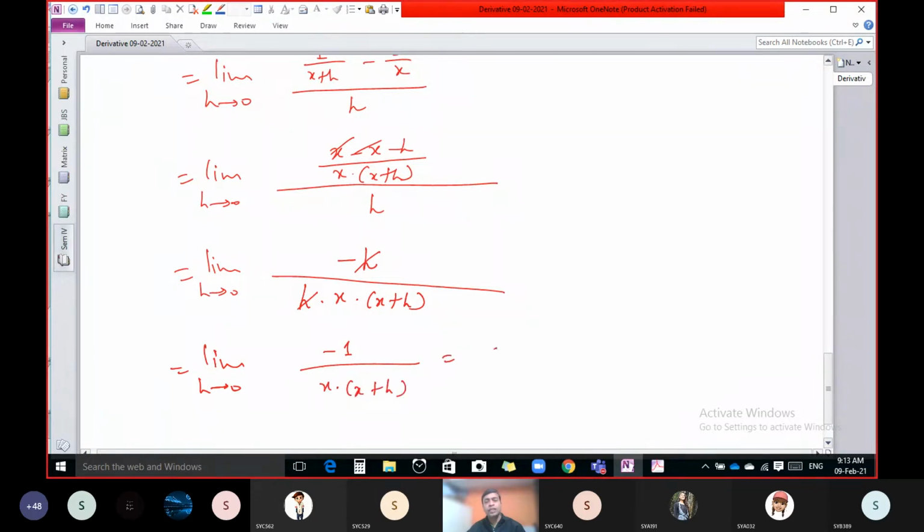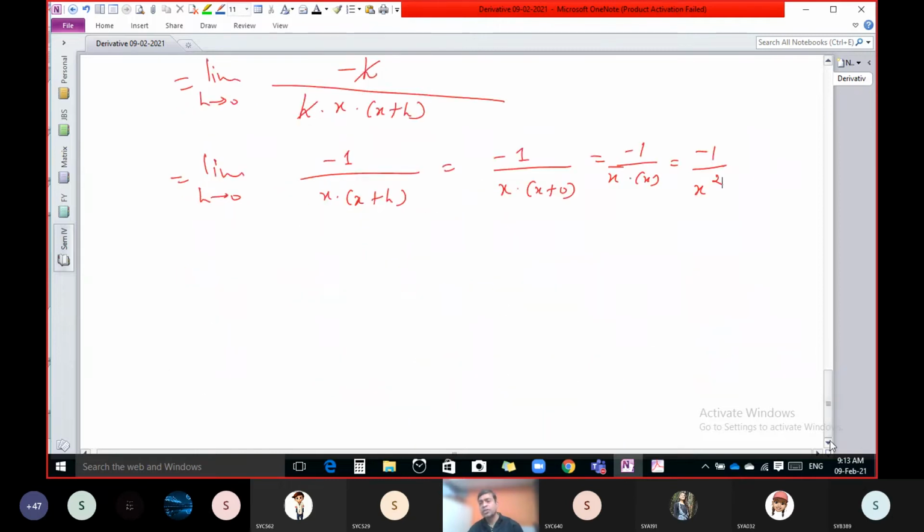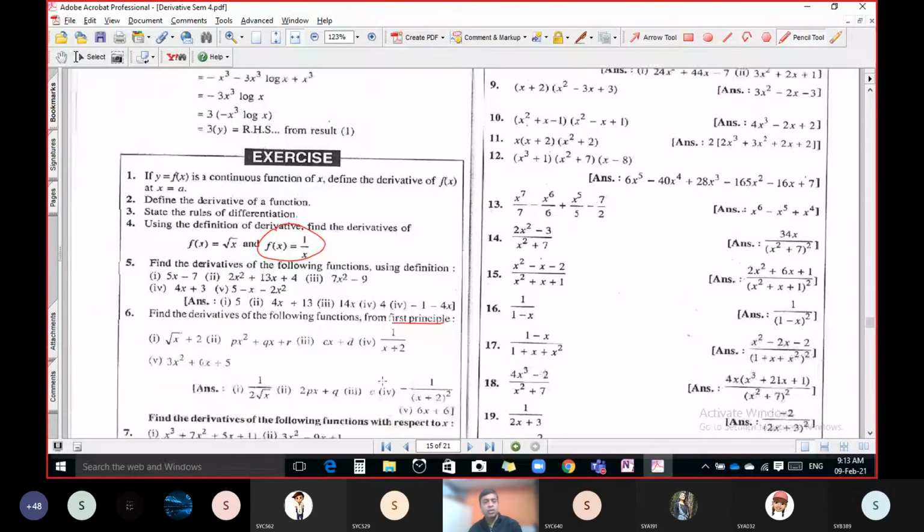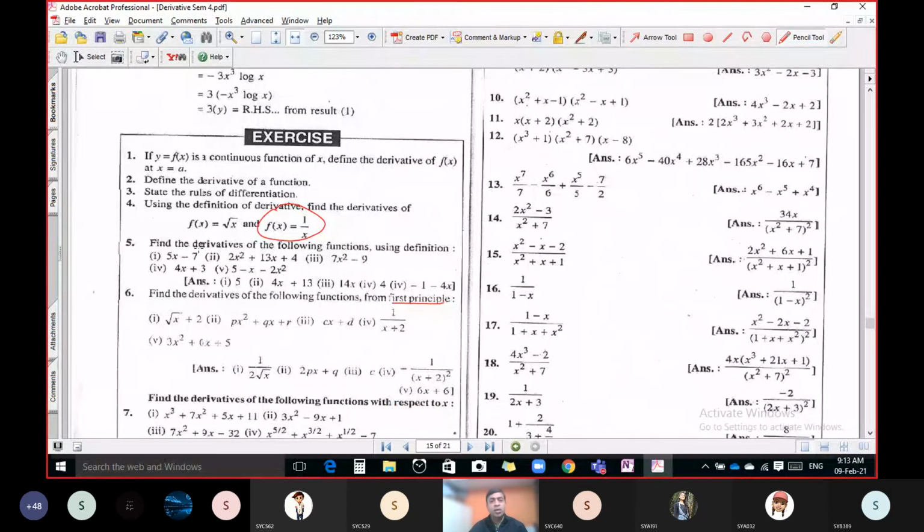Now put h equal to 0. So minus 1 upon x into x plus 0. So we get minus 1 upon x into x, and x into x is x square. So we get minus 1 upon x square. So this is the way to find the derivative by using the definition. It is also known as first principle. So either you can say definition or first principle, it's the same thing.